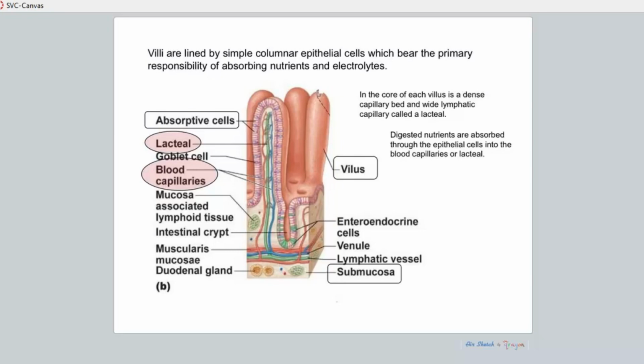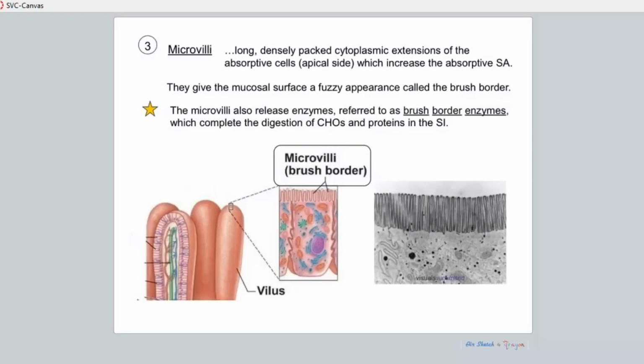This is just reviewing what's happening here. But again, a nutrient here gets absorbed across the simple columnar epithelium into the blood supply, and then goes down and goes into the submucosa. So the last modifications here are microvilli.